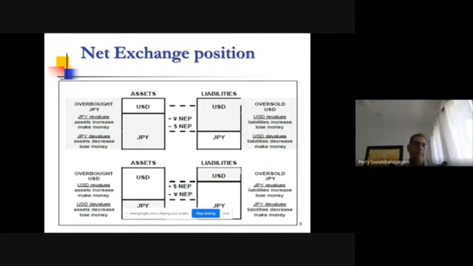If I borrow dollars from the market, it doesn't have a problem. It will help my liquidity. It will help my dollar liquidity and assets-liability mix. But it won't help my exchange position.